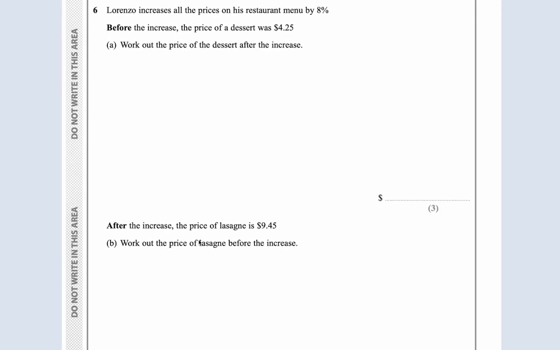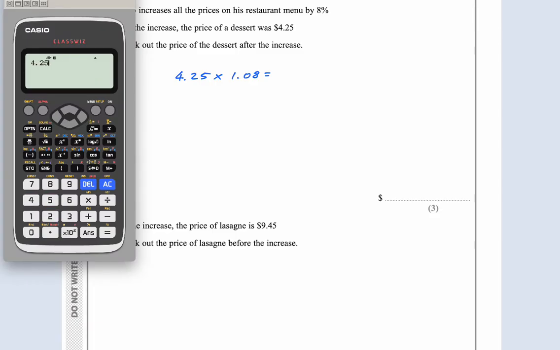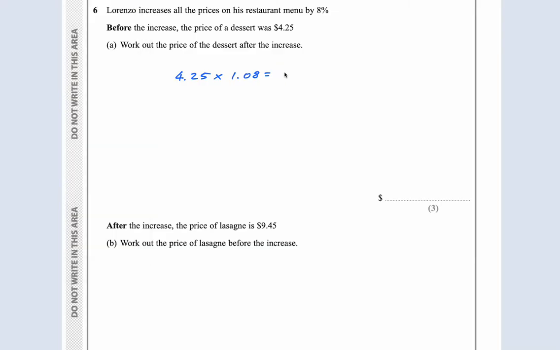Question 6. Lorenzo increases all the prices on his restaurant menu by 8%. Before the increase, the price of a dessert was this. Work out the price after the increase, right? That's straightforward, guys. It's 4.25 times 1.08. That will increase this by 8%. Calculator, please. 4.25 times 1.08 gives me 4.59.